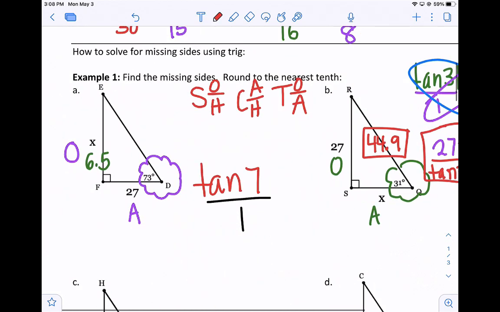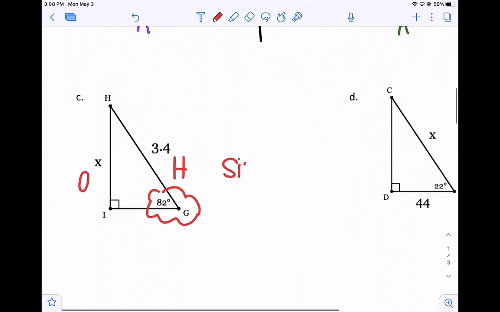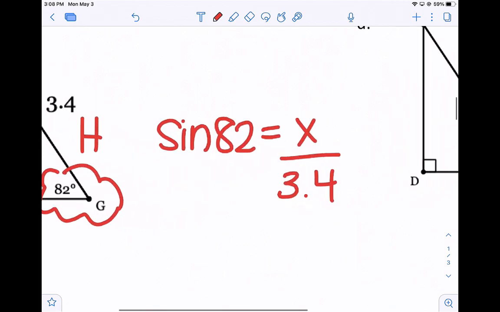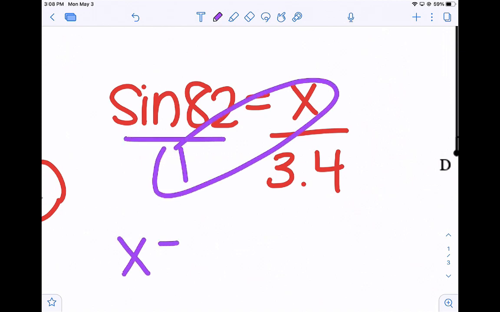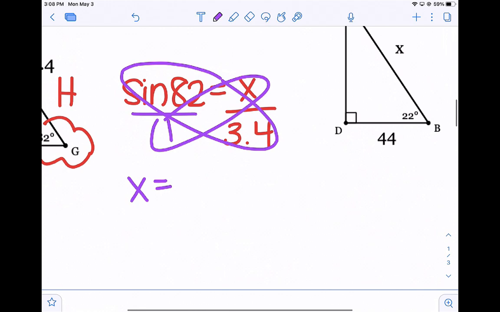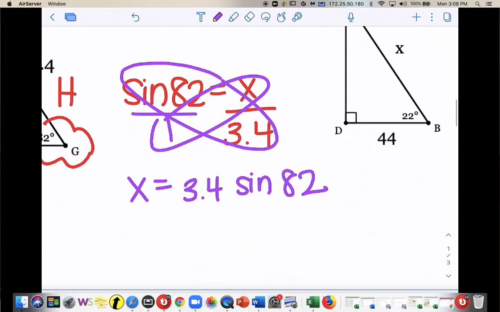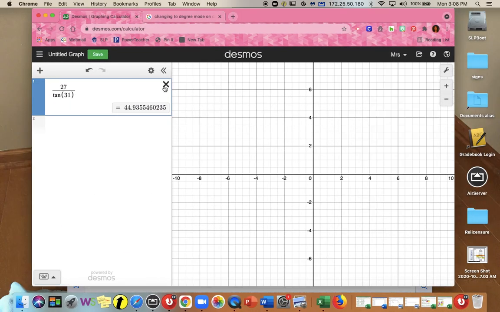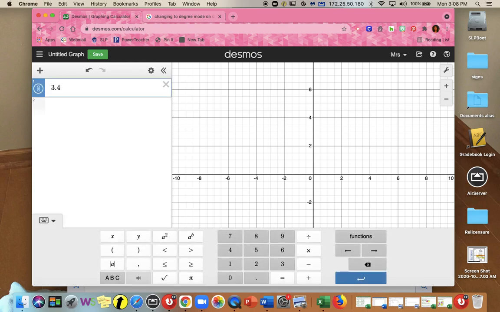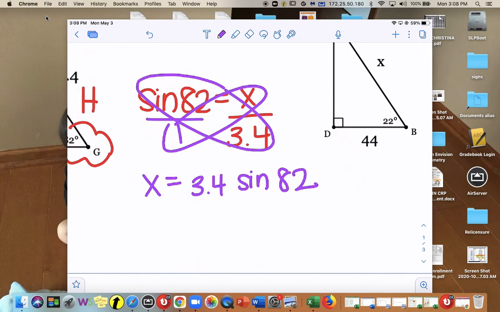And it's sine. So we're going to write sine of our angle, sine of 82, equals the opposite side over the hypotenuse. And we're going to solve for x. So we'll cross multiply and solve. X equals, we'll cross over the other way, 3.4 times the sine of 82. And we can just type that in on Desmos. So 3.4 sine of 82, and that's about 3.36, so 3.4 if we round to the nearest tenth.